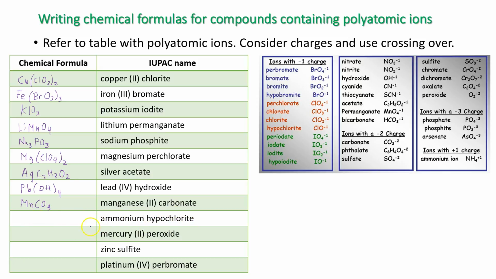Ammonium hypochlorite. Ammonium has a charge of +1. It's NH4. Hypochlorite is ClO. It has a charge of -1. Mercury 2 peroxide. So mercury has a charge of +2, and peroxide has a charge of -2. Okay, so we would have HgO2.